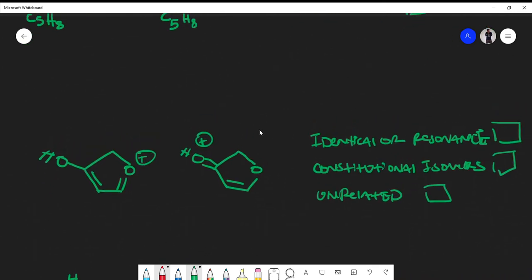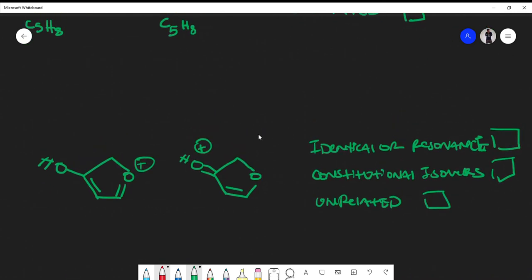Whoa, this one is interesting. Pause the video and actually answer this question. What do you think? Are these identical or resonant structures? Are these constitutional isomers? Or are they unrelated? Well, like I said before, the first thing I'm going to do is always work out my molecular formula.